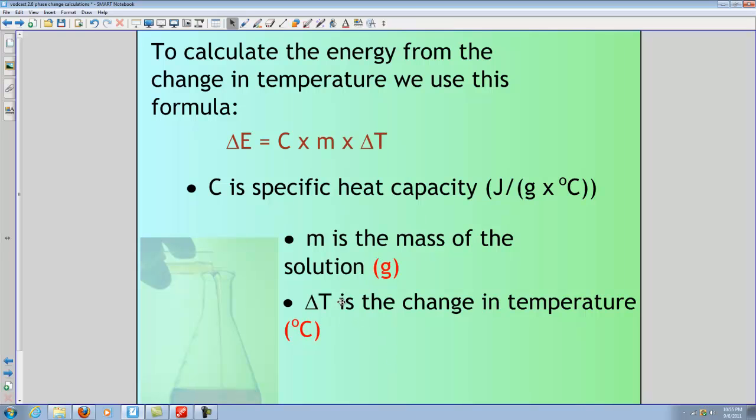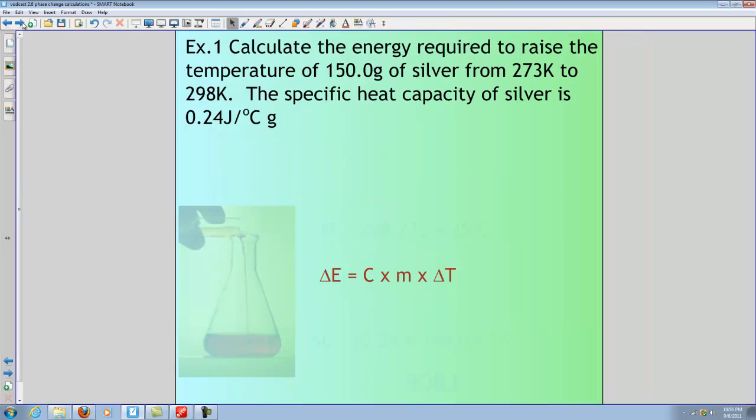It's really important to note that anytime you do the delta T there, it's always final minus initial. Let me put that in there real quick since I forgot to put that in the notes. Final minus initial. So you always put the final temperature minus the initial temperature. Now, you can get negative signs here, and we'll talk about that in a little bit, but you always want to do final minus initial.